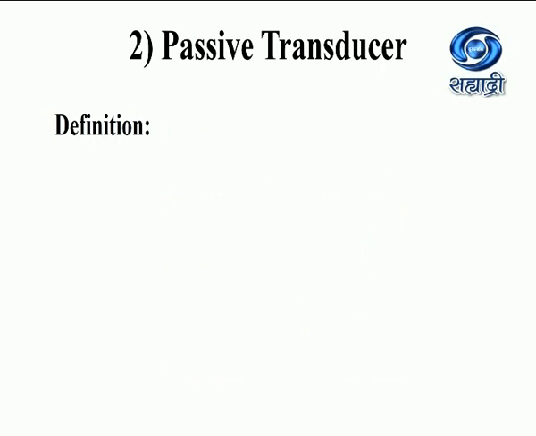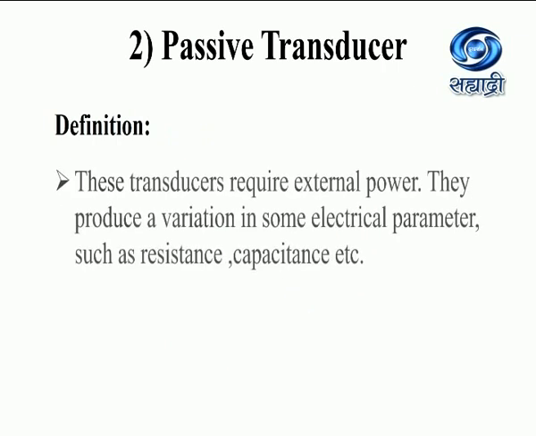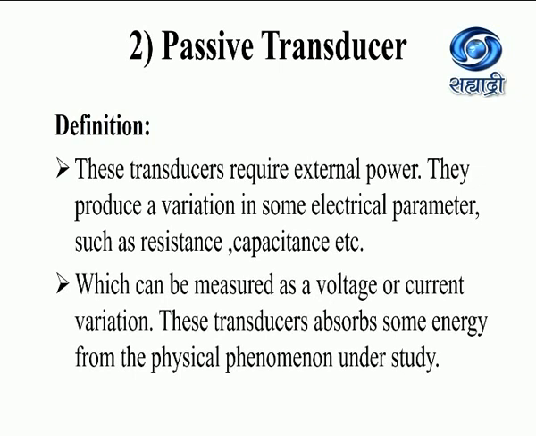Next one is passive transducer. So let's see the definition of passive transducer. So these transducers require external power. They produce a variation in some electric parameters such as resistance, capacitance, etc. So that's why these transducers are called passive. The output is always in terms of resistance, capacitance and inductance, and they require external power supply for output, which can be measured as a voltage or current variation.